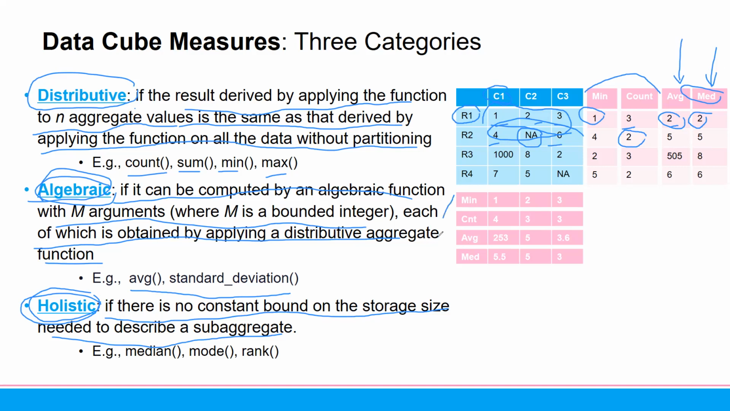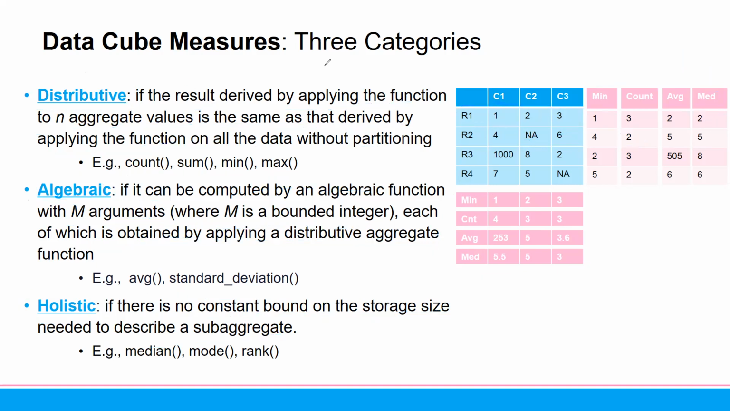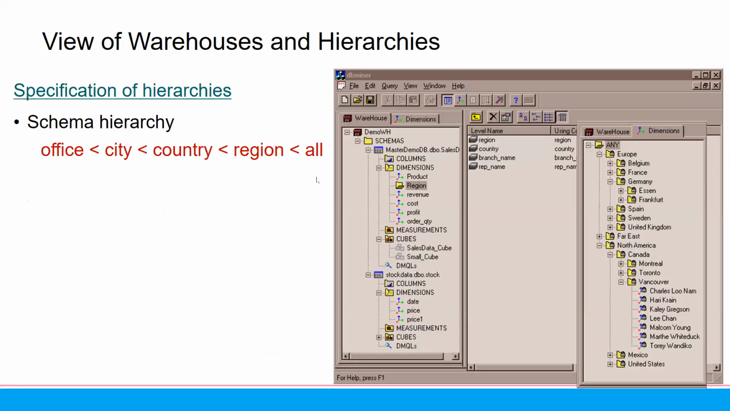Okay, we have also the column-based information: the minimum, the count, the average, and the median. So these three concepts are the general concept of the data cube measures. Yeah, this is an old software about the data warehouse and data hierarchies, but I guess it is still relevant with our domain. It is the data mining.